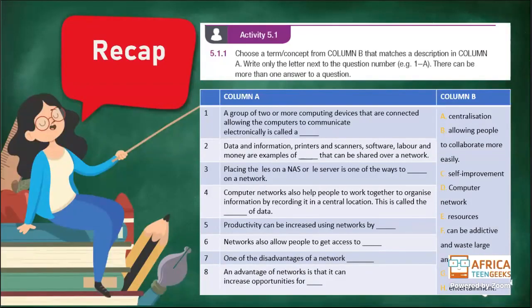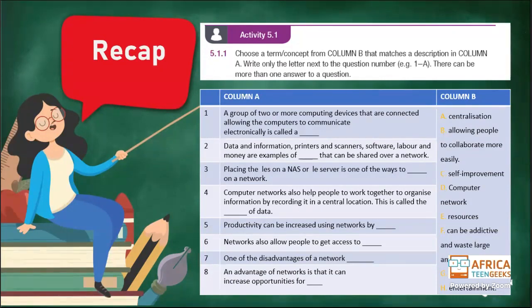Right, time for recap. We are looking at activity 5.1, and we are going to do a matching of column A and B, and then we see how it goes. So number 1, a group of 2 or more computing devices that are connected, allowing the computers to communicate electronically, is called what? Just mention A, B, C, or H. What is it called? 2 or more computing devices connected. What do we call it? That's D, okay, correct. Computer network.